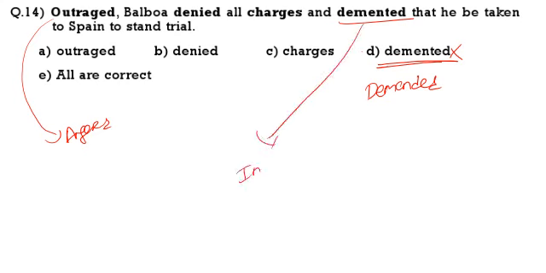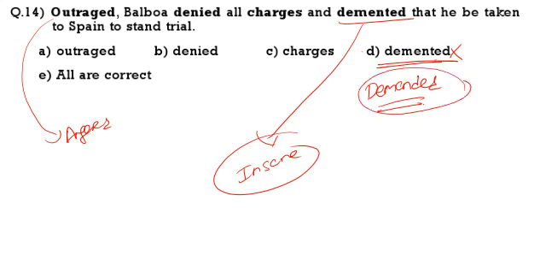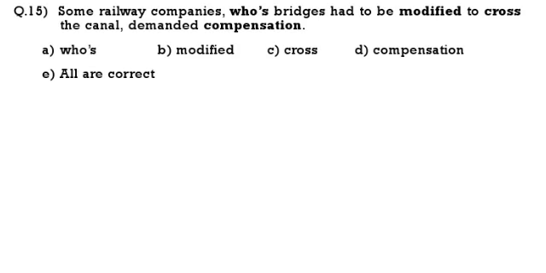Demented meaning insane. That is not correct. So we should not use demented. We should use demanded. The person is demanding that he has to be taken to Spain. So demanded is the correct word. Demented is not correct.